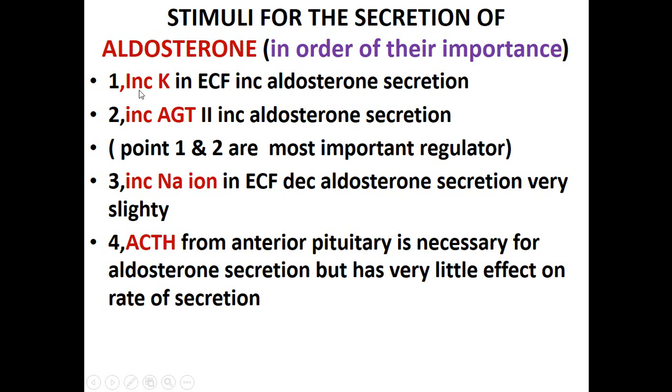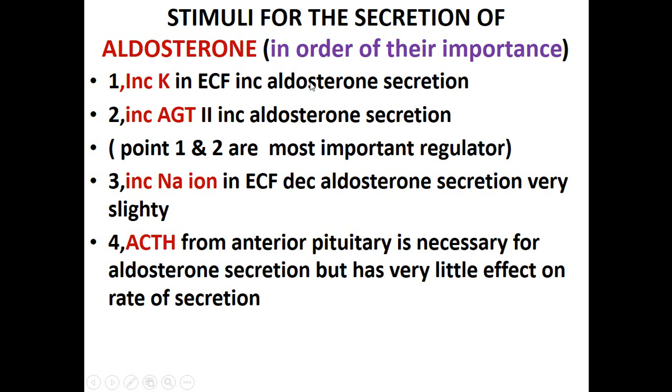Definitely, when you have more potassium, you need to excrete it. And this stimulates the production of aldosterone, and this aldosterone will cause the excretion of this potassium. Then angiotensin 2. Angiotensin 2 is going to increase the aldosterone secretion.